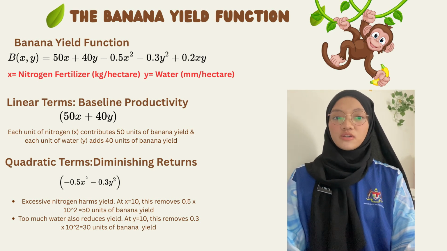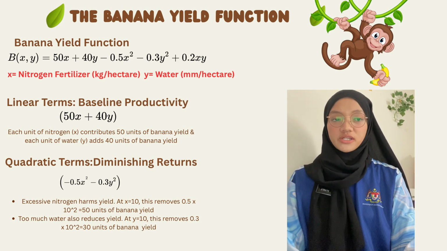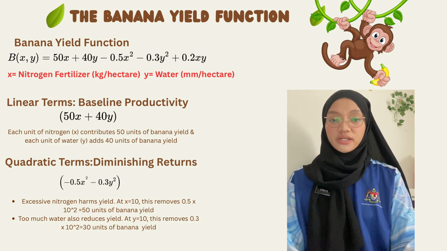And second, the quadratic terms, which are negative 0.5x squared and negative 0.3y squared, reveal the diminishing returns. At 10 kg per hectare of nitrogen, we will lose 50 yield units from over-application, and at 10 millimeters per hectare of water, we will lose 30 yield units from excess. These terms model the real-world toxicity effect.